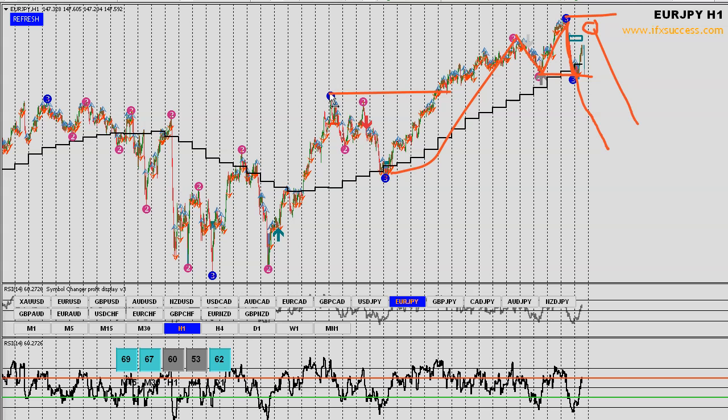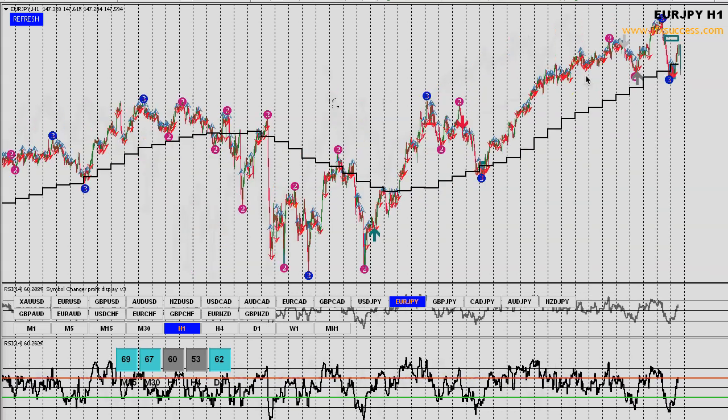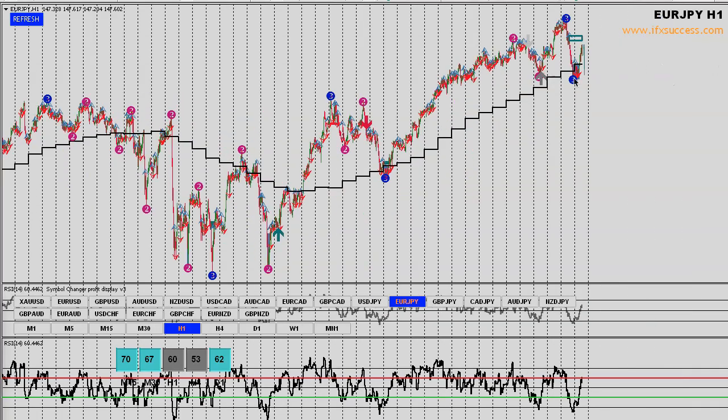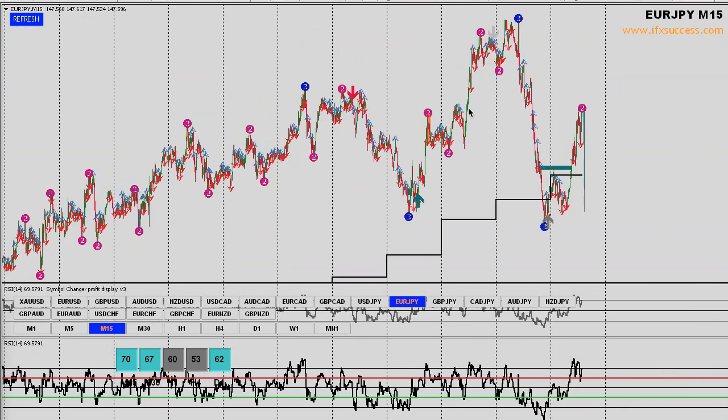So 1 and 2 right here, if you're able to tell, this 3 right here has already broken this MA. So maybe now we can start looking to the downside. You know, do we know 100%? No, but it is a good idea that this could happen, right? So for euro yen, maybe we can go to lower time frames, right? Maybe M15, and start looking for an M formation.